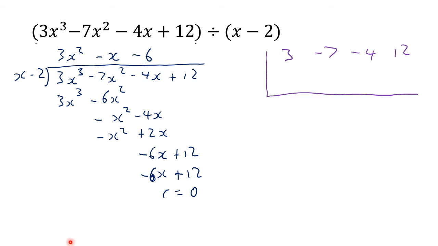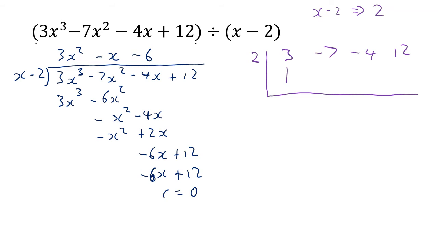Now, we've got this thing x minus 2. What we're going to say is when you've got x minus 2, we're going to change that to 2. All right, so this minus 2 is now going to become 2, and I'm writing this 2 here. Now synthetic division can sometimes look a bit quicker.